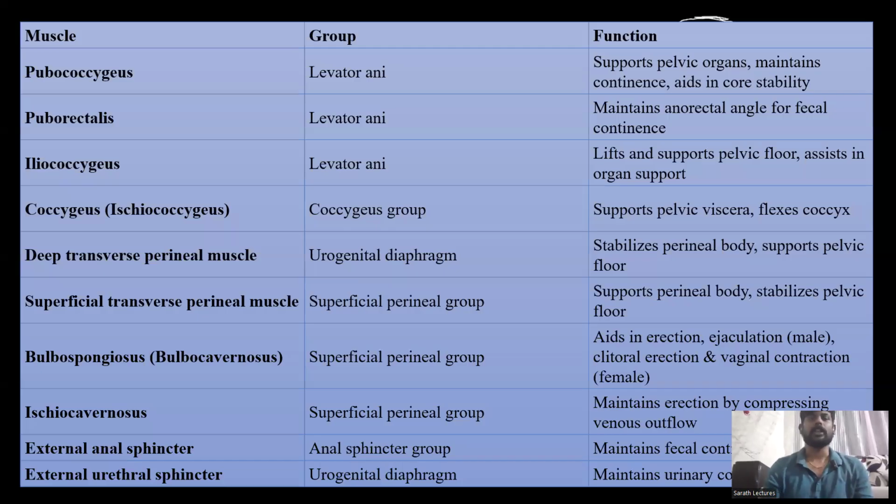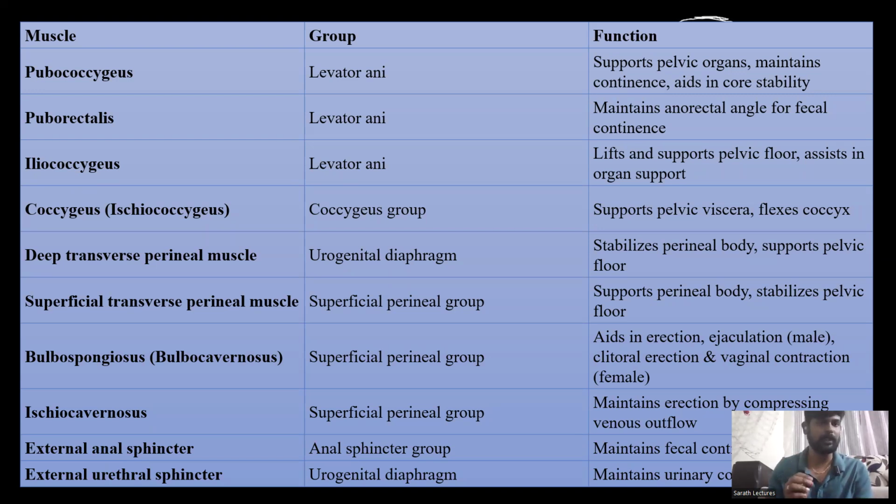Yes. Now I told you already, right? Pubococcygeus, puborectalis, iliococcygeus are the levator ani group. The main function is to lift the pelvic floor together, and also assist in organ support, and also fecal continence, not incontinence, fecal continence and urinary continence. And also, yeah, core stability it is helping.